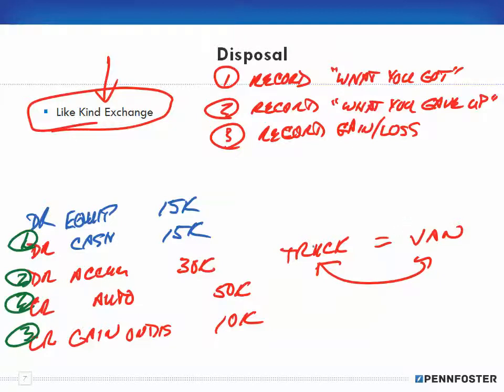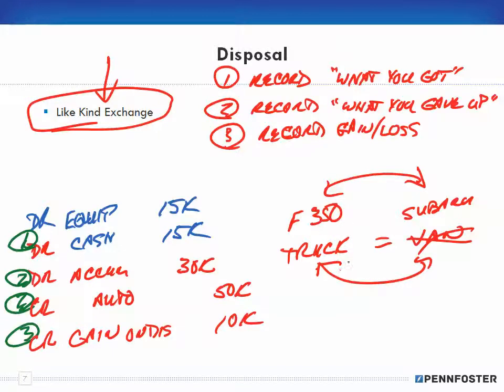Now, if I had a bigger truck, let's say a Ford F-350, and I exchange it for, say, a little Subaru, they're dissimilar. That's not a like-kind exchange, even though they're both automobiles. But since 2005, they've changed their mind about what GAAP means, and now they call it commercial substance.